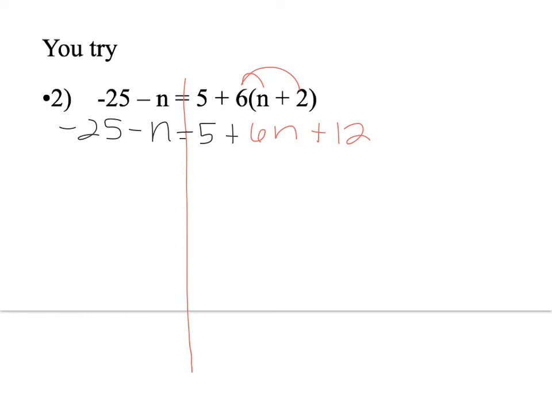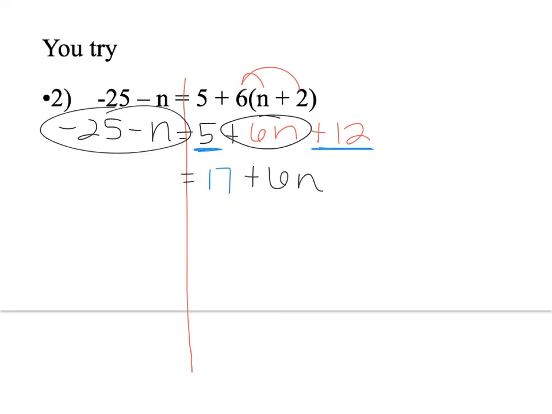After you distribute, you will combine like terms. Here on the right side, we have a 5 and a plus 12. Those are both regular numbers. They're constants, so they can be combined. 5 plus 12 is 17. Everything else drops down. Plus 6n equals, and then this entire side, negative 25 minus n.